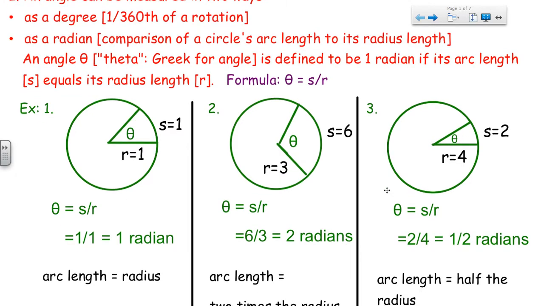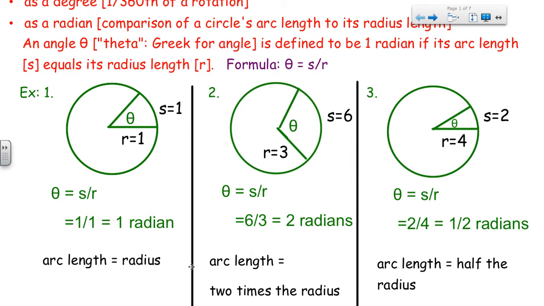Now again, what does that mean? Well, here's what it means. It means that my arc length is equal to the radius, a 1. Here it means my arc length is 2 times the radius. And here it means that my arc length is half the radius. So that's what that radian measure is. It's kind of weird to think about, but this is just a relationship.